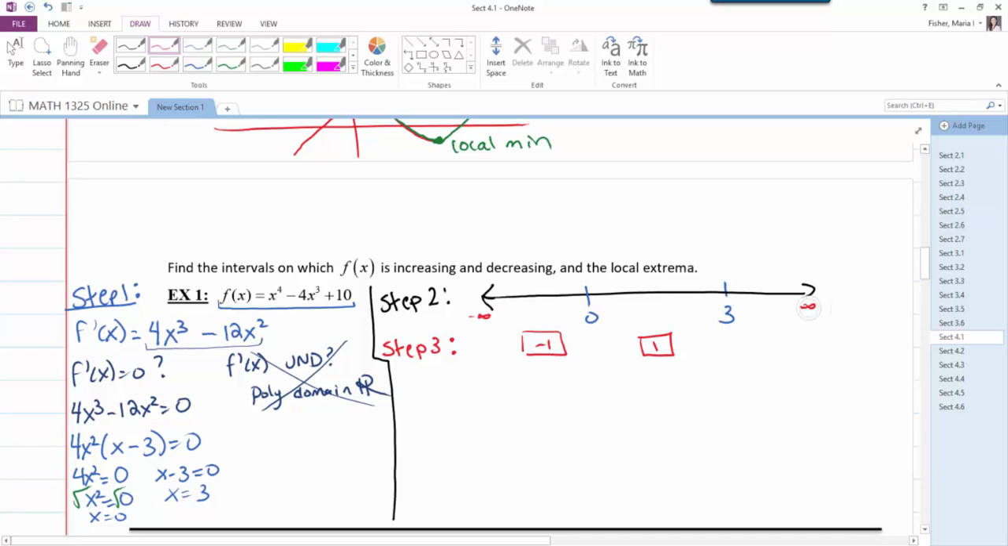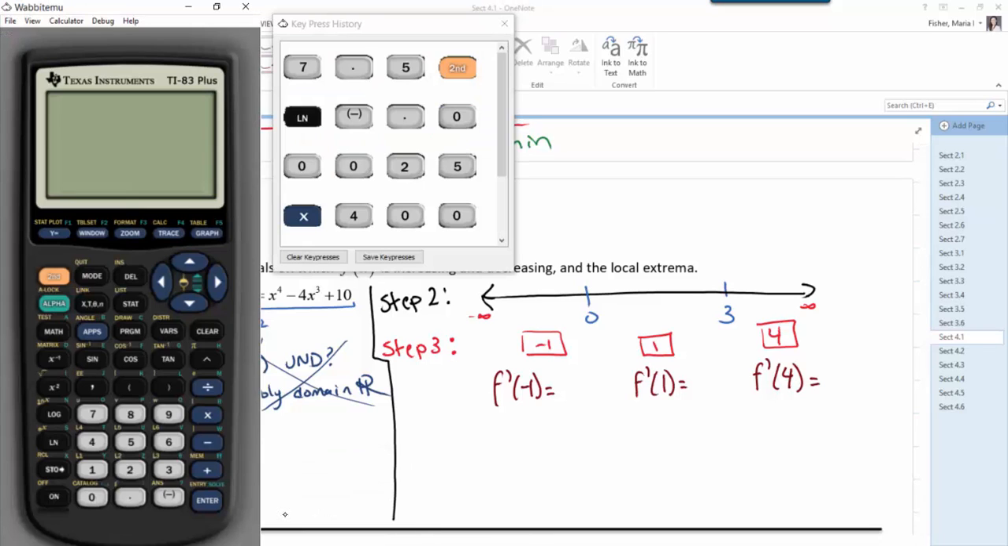So a number between 3 and positive infinity is 4. So step 3, choose a test value, and then figure out what's the sign of the first derivative for each one of those test values. So what we need to figure out is, what is f prime of negative 1 equal to, what is f prime of positive 1 equal to, and what is f prime of positive 4 equal to. So let's grab a calculator to figure that out.